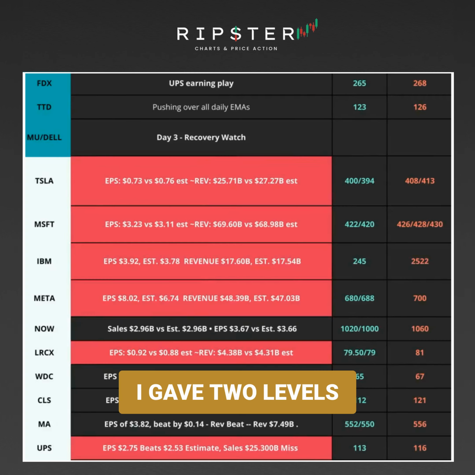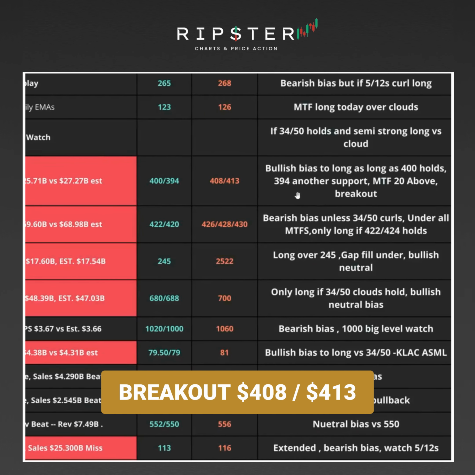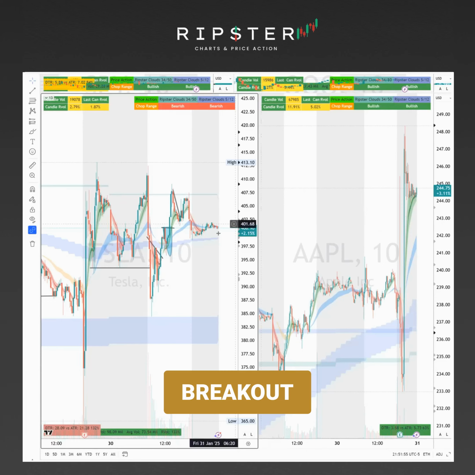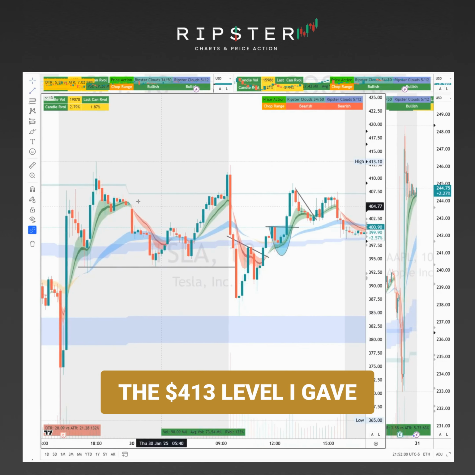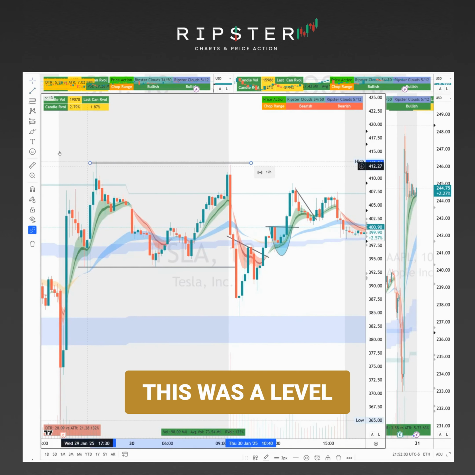Tesla plan in the pre-market: I gave two levels, 400 and 394, breakout 408, 413, bullish bias to long as long as 400 holds, 394 another support, MTF clouds above breakout. But Tesla never broke out of the 413 level I gave. Why was that? This was a level from the pre-market.